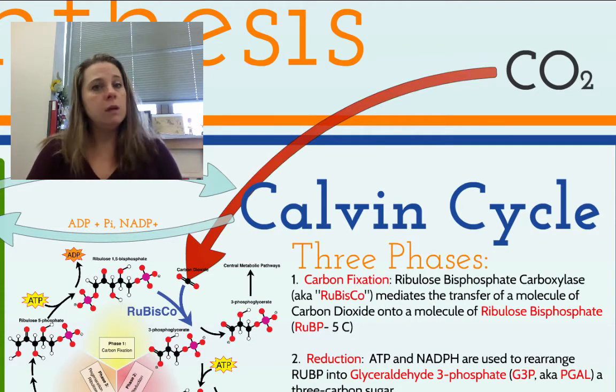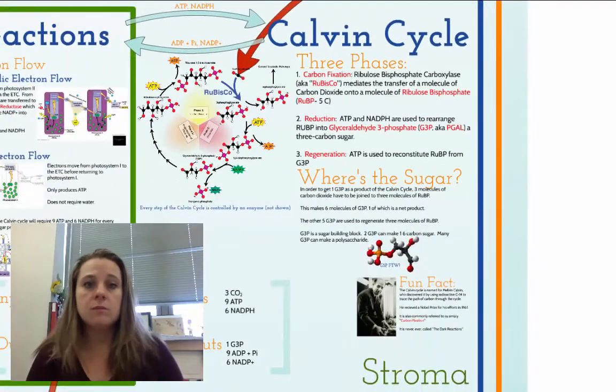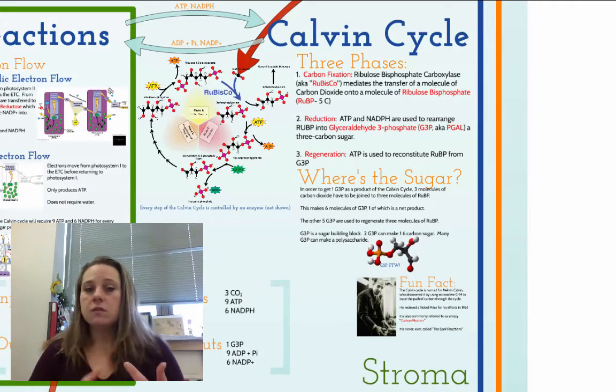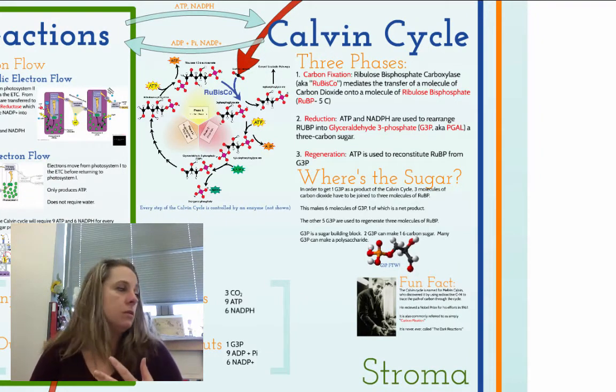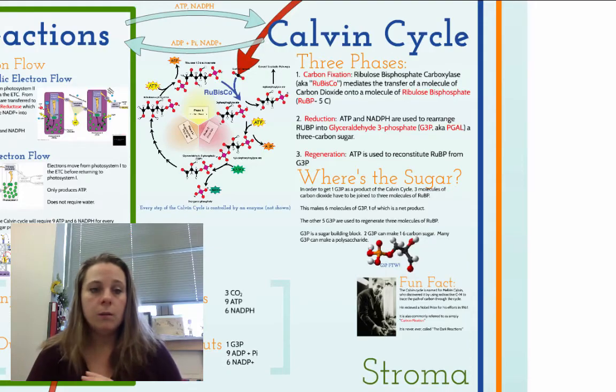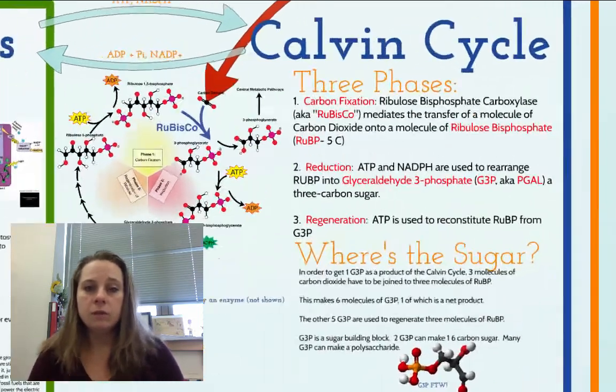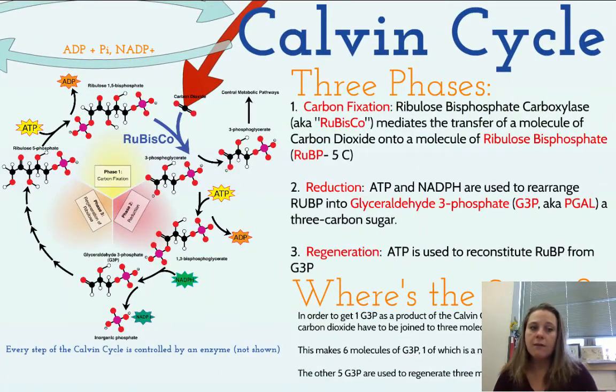So here is where you may need to stop and go through this a couple of times. Your text showcases it. You can Google images of this all you want. I mean, you're going to be able to find really great resources of it. But you have it here. Three phases that go on in the Calvin cycle.